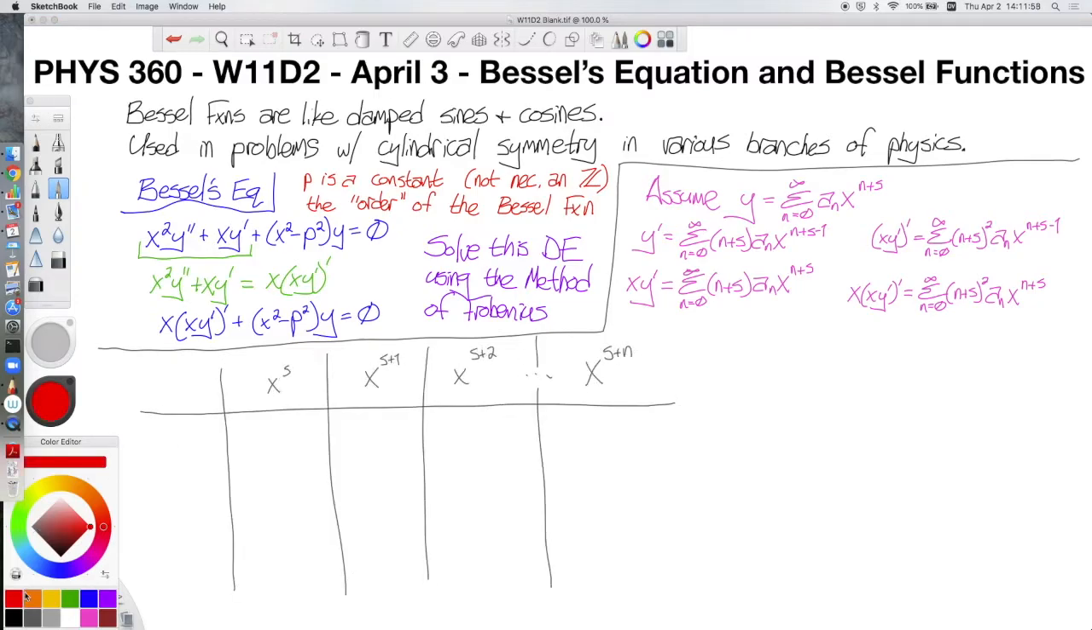So we have here columns for each of our powers of x, and we are going to have rows that match with each of the terms in our differential equation. So one of those is going to be our x times (xy prime) quantity primed. Another one of those is going to be just x squared y. And the last one of these is going to be negative p squared y.